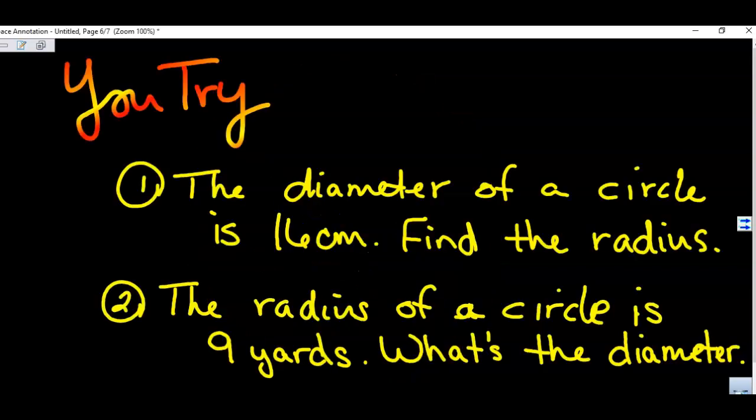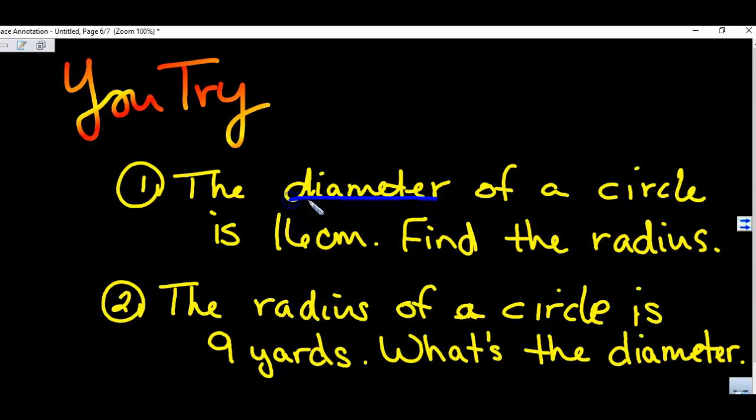Now let's let you give it a shot. Pause the video, try these 2 problems, and see what you get. Now that you've tried these, let's figure them out together.